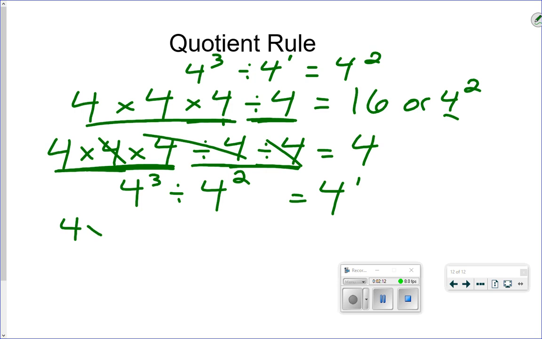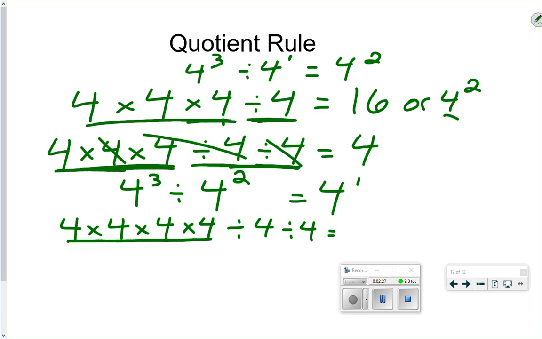Let's say I have 4 times 4 times 4 times 4, so we have 4 of them, and we're going to divide by 4 twice. In this example, I have 4 times itself 4 times, that's 4 to the 4th power, and then when I divide by 4 twice, like we said earlier, that's 4 squared. It's like dividing by 4 squared, or 16.